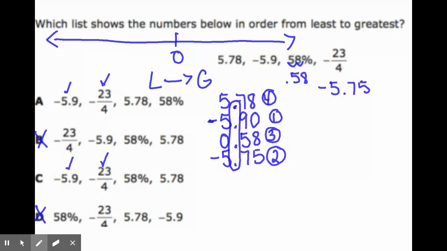All right, if we were on a number line, 1 would be over here, a little bit further, 2, 3 would be over here, and then 4 would be all the way down here. So we see that A, unfortunately, does not have 58 hundredths, so C would be our answer. And that is how we order numbers.